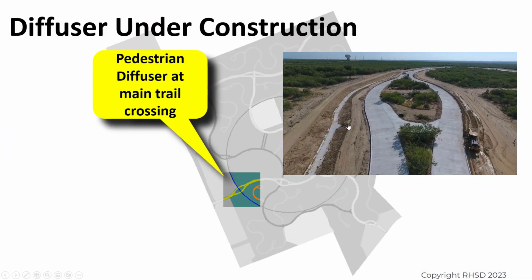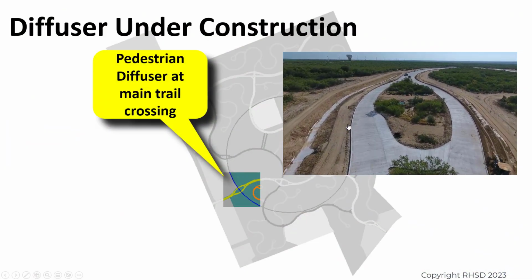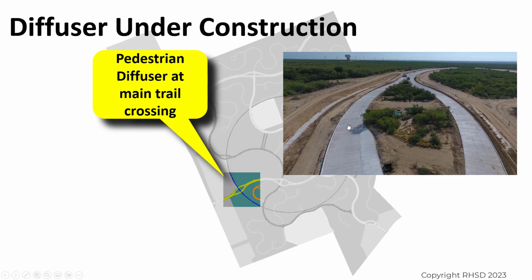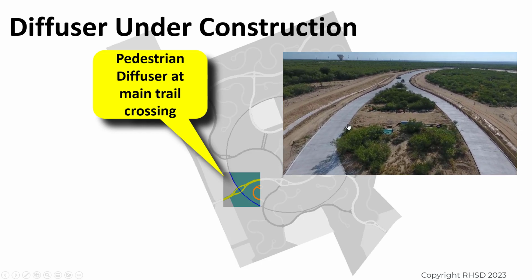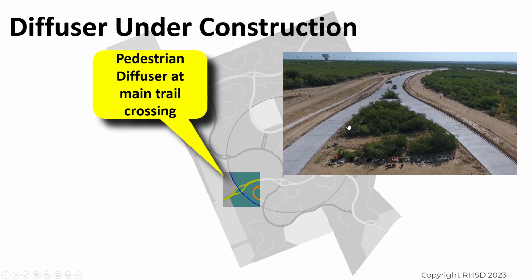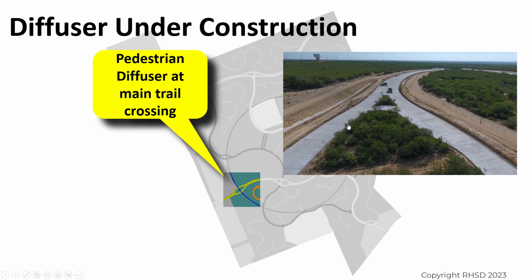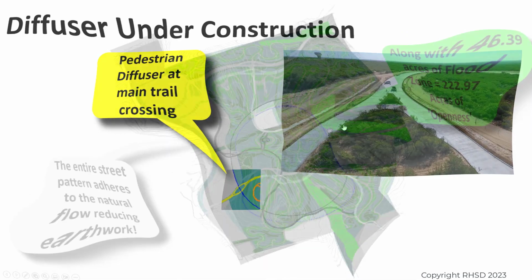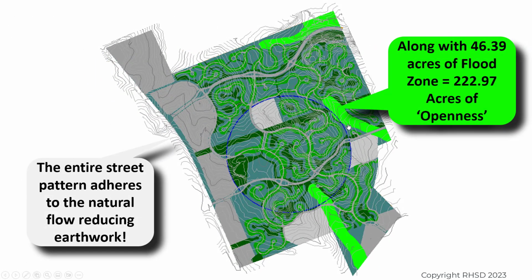This is a diffuser being built in Winfield Coves. You could see this is where the main trail is going to cross. Pedestrians can stop, look at traffic one way, have plenty of room to then go to the other lane, stop, and see traffic the other way. The entire street system was designed to adhere or honor the natural flow of the topography.